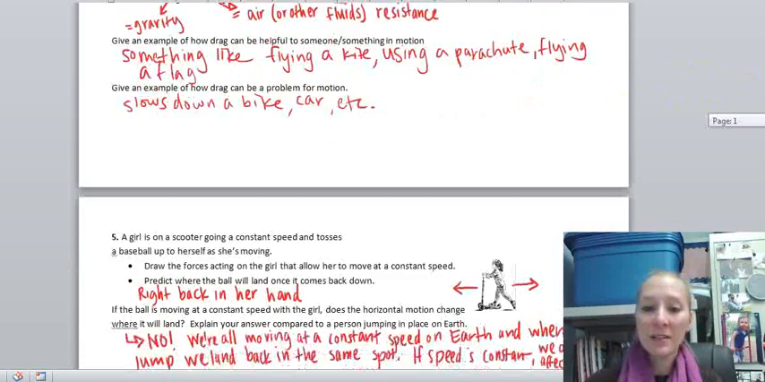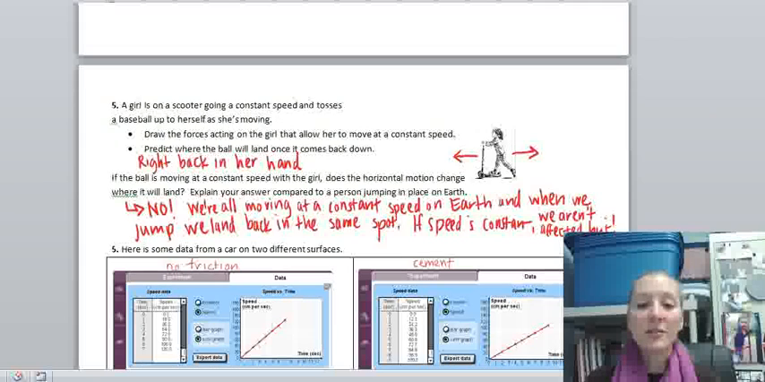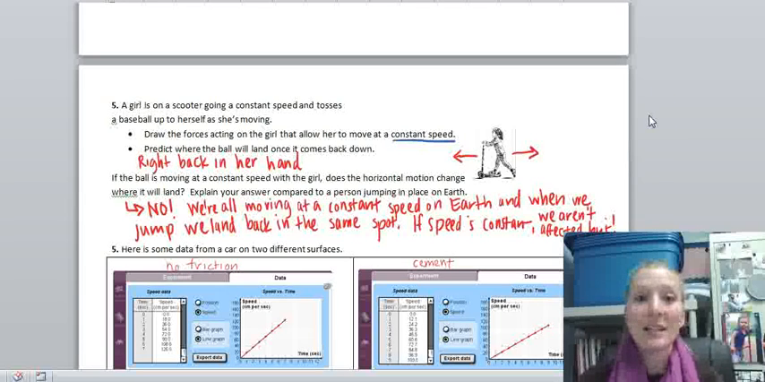Okay, next we move on to this little girl on her scooter. So she's driving along and she tosses a ball up as she's moving. So we know she's going at a constant speed, and that's really important to note, constant speed. So you see here I've drawn her vectors and that they are equal and opposite. And we know that balanced forces get us to a constant speed. Another way to think about that is that their motion is remaining the same.